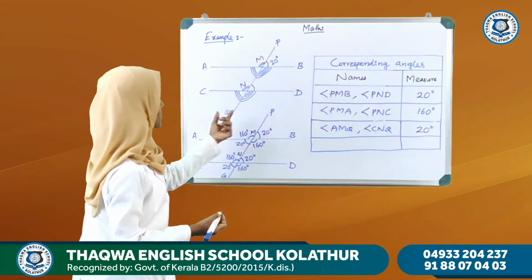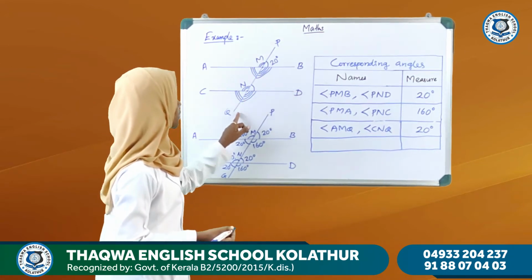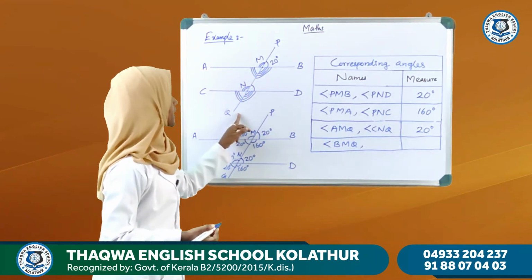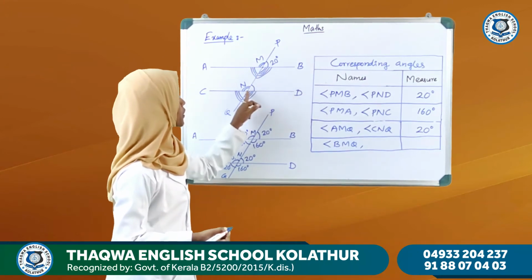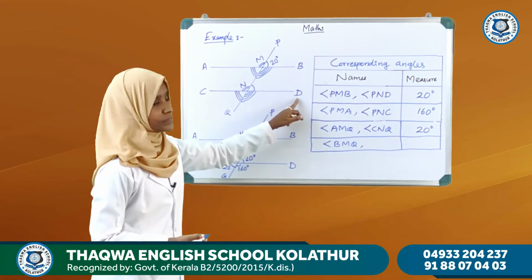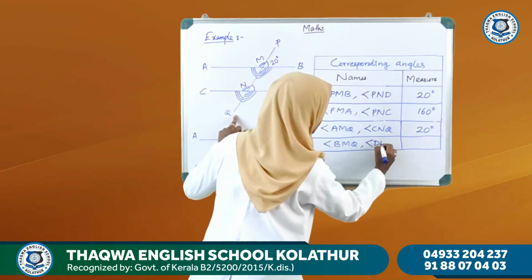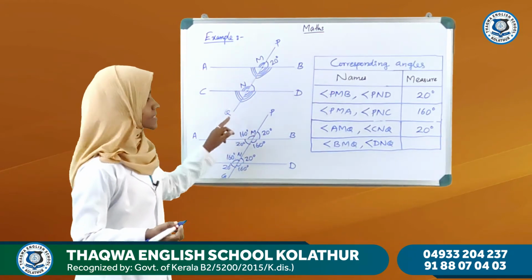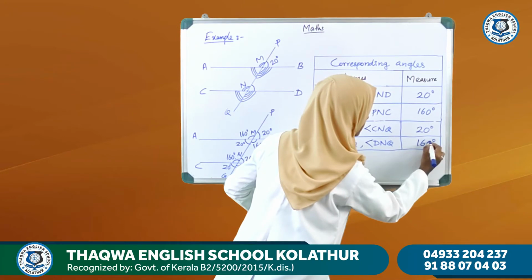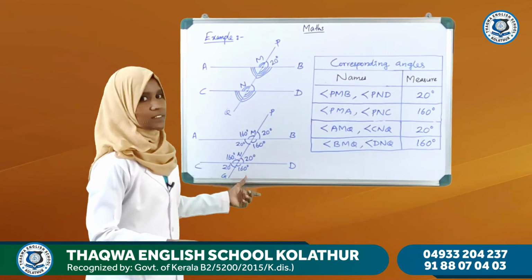Okay. The next last pair. Angle BMQ. The next angle DNQ. Okay. Angle DNQ. Measure is 160. Okay.